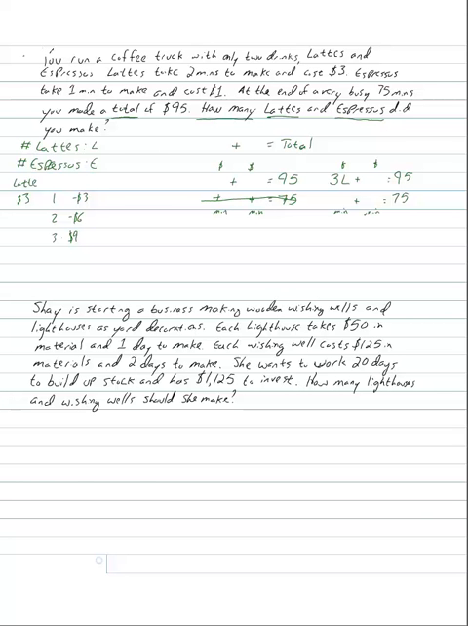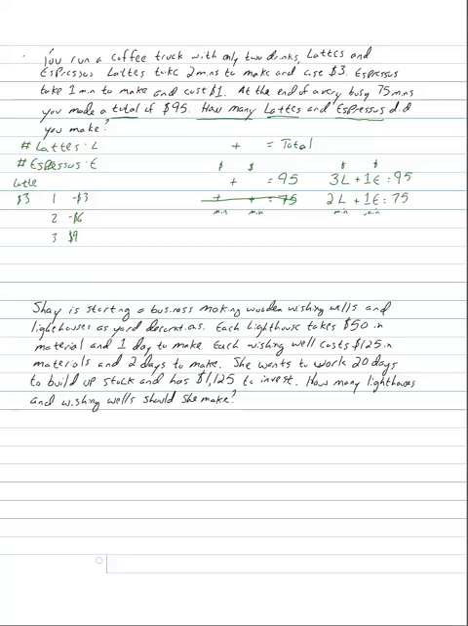Can do the same thing with espresso. Espresso costs me $1 to make, so it should be 1 times E. Okay, the minutes is going to be pretty much the same. Lattes take 2 minutes, so each latte is going to take me 2 minutes. So 1 would take me 2, 2 would take me 4, 3 would take me 6, so on. So 2 times L. Each espresso takes me 1 minute, so 1 times E.